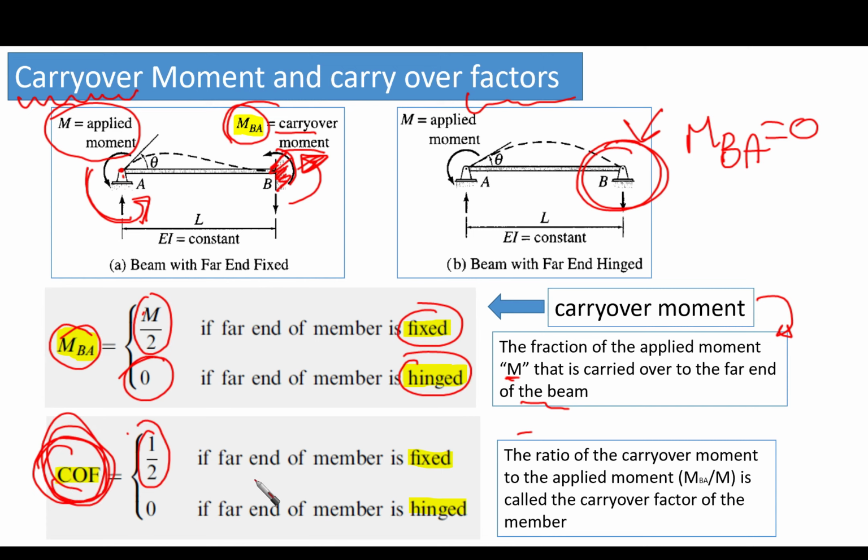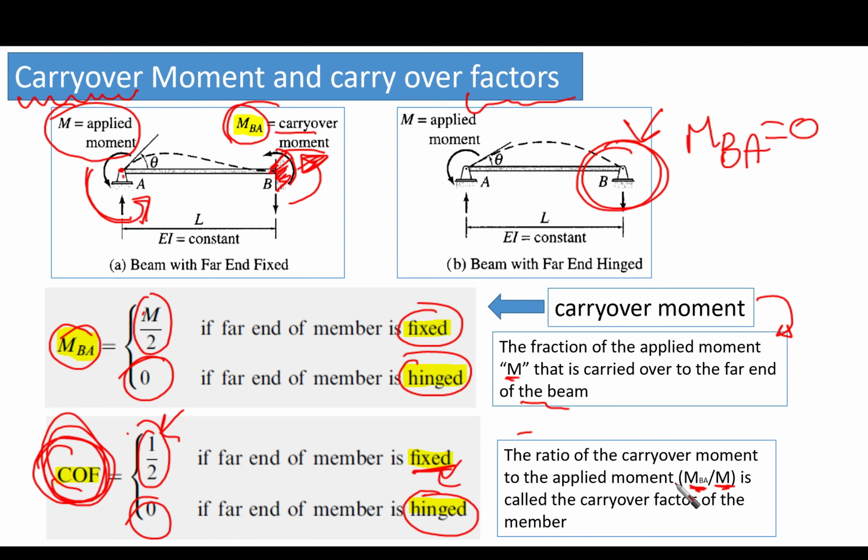So the carryover factor for the case of the far end fixed is half. However, for the case of hinged, the carryover factor is going to be 0. So what is the definition of the carryover factor? It is the ratio of the carryover moment to the applied moment, which is MBA over M.